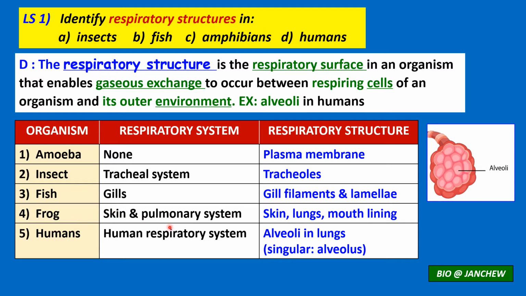For frogs, the respiratory system is called the skin and also includes the pulmonary system. That means the system that contains the lungs, right? Pulmonary has to do with lungs. And the respiratory structures are the skin, lungs, and mouth lining that allow gaseous exchange to occur. For humans, our respiratory system is simply called the human respiratory system, and the respiratory structures are the alveoli in the lungs. Singular form is alveolus. So for this syllabus, for this video, we'll be studying number 1, 2, and 3, amoeba, insect, and fish, right?